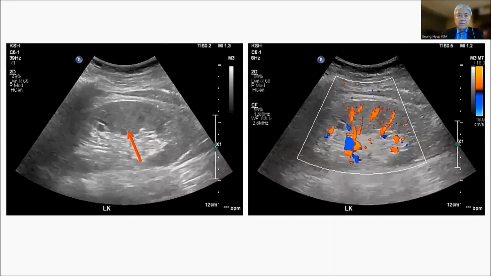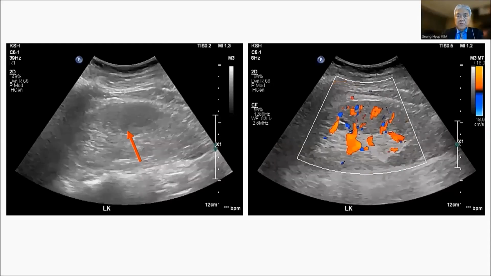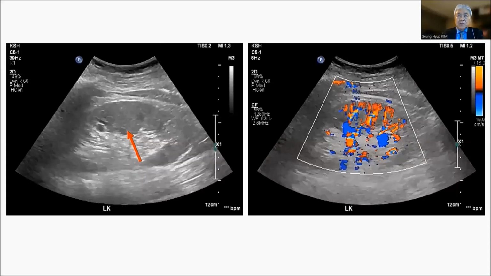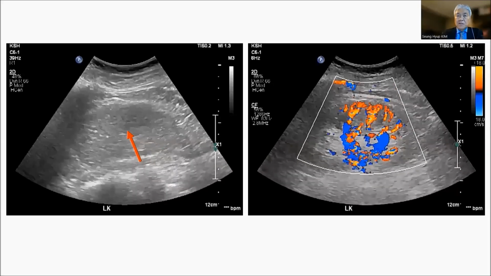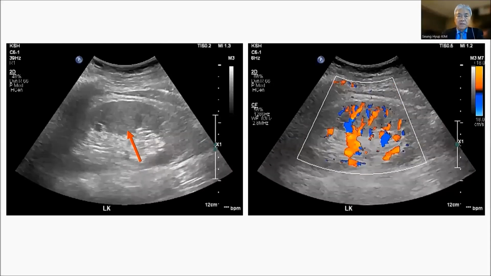This is another example of prominent column of Bertin. Color Doppler ultrasound well shows vessels running through the lesion, and it is easy to make a diagnosis of prominent column of Bertin. We do not need a CT scan, and the ultrasound follow-up will be enough in this case.